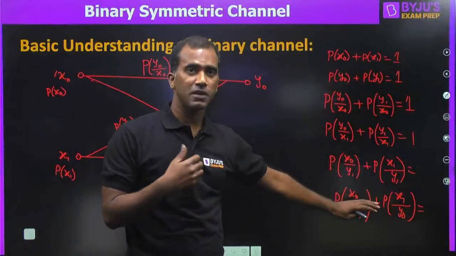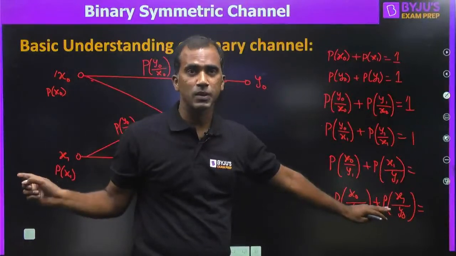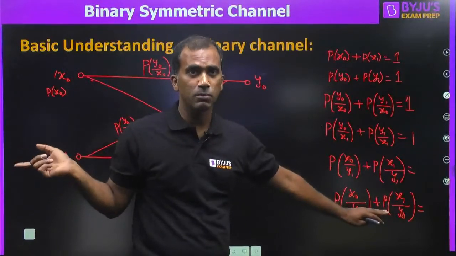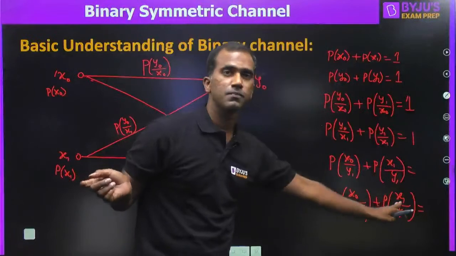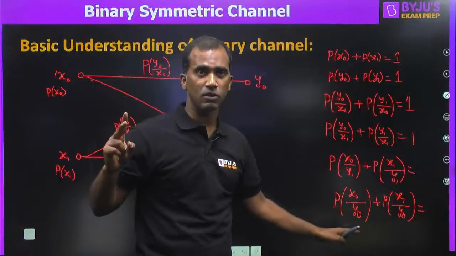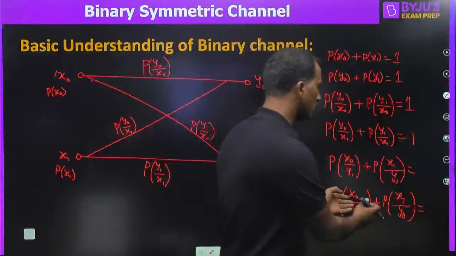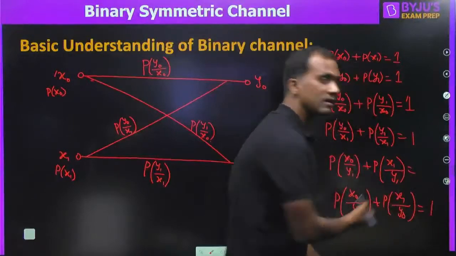Once you have the information that Y0 is received, it might be because of X0 or it might be because of X1, and they happen with some probability, and that probability is these things. Given Y0 is received, there are only two possibilities that can result in Y0, which are X0 and X1. Because there are only two possibilities, if you add them, it will result in 1.